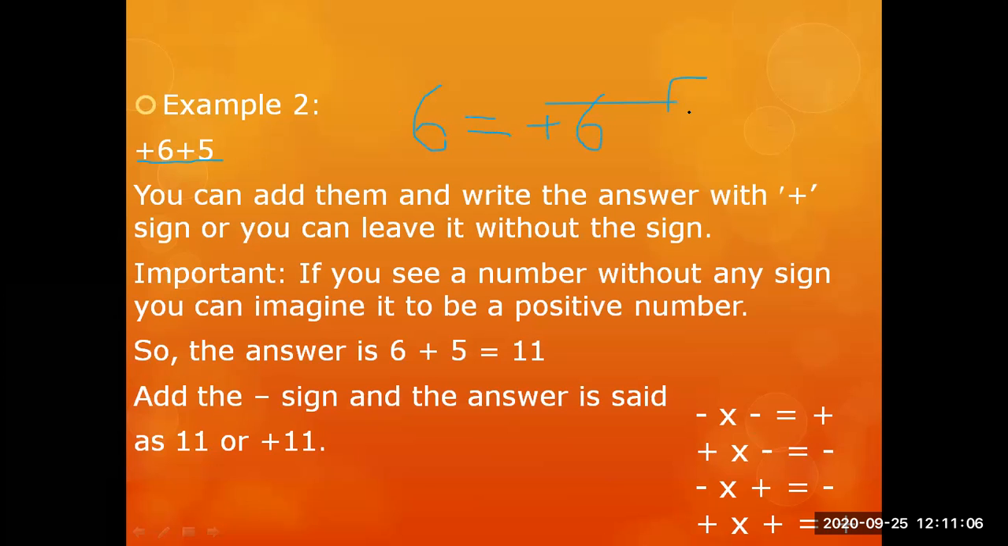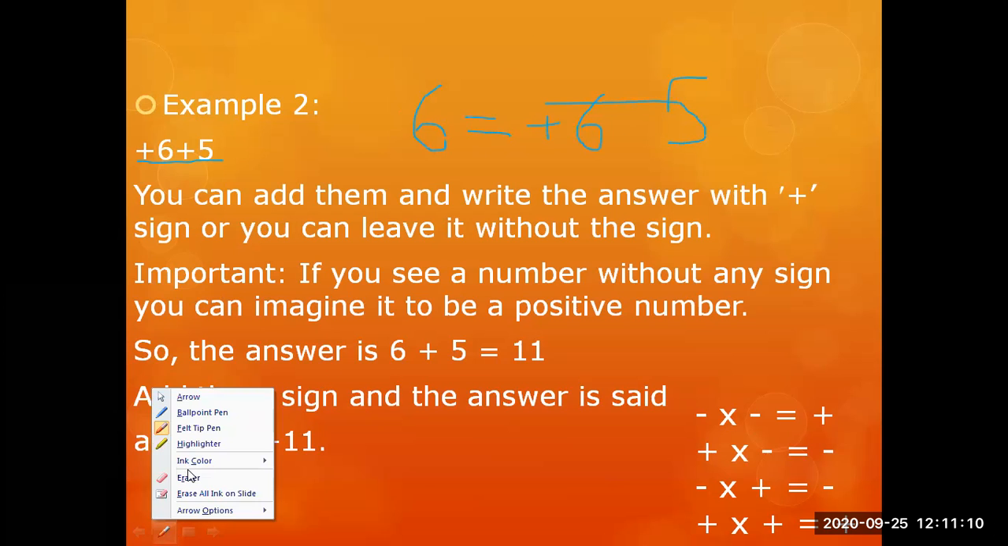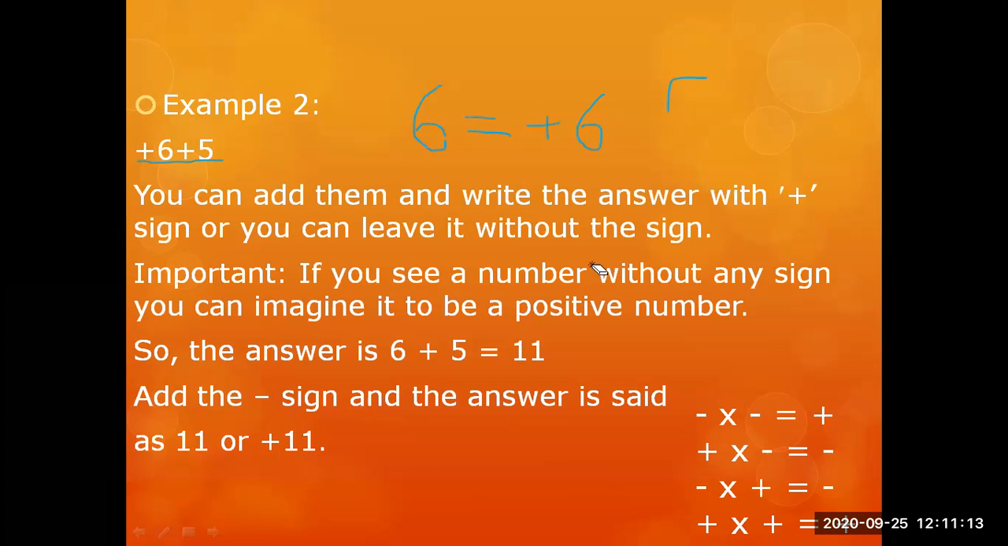And if they give you just minus 5, you need to imagine it to be minus 5.